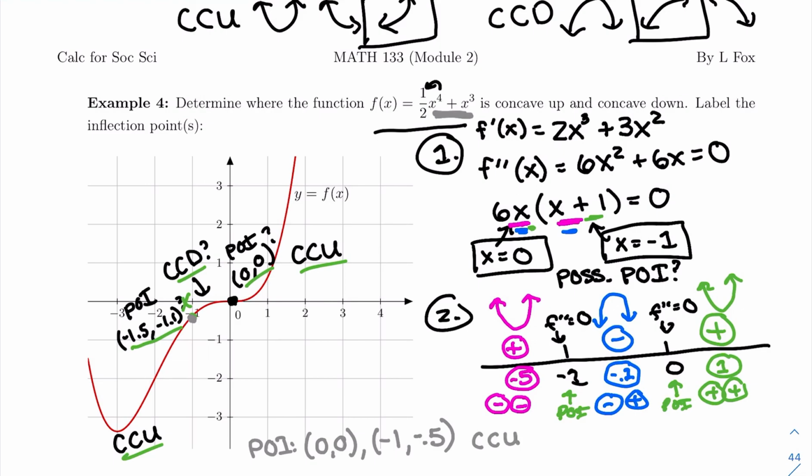Lastly, for concave up and concave down, I need to interpret either my sign chart or the graph. Concave up is happening before -1 and after 0. So I'm going to say -infinity to -1, union 0 to infinity, which you probably could have gotten that part from the graph if you wanted to. And then concave down is -1 to 0.